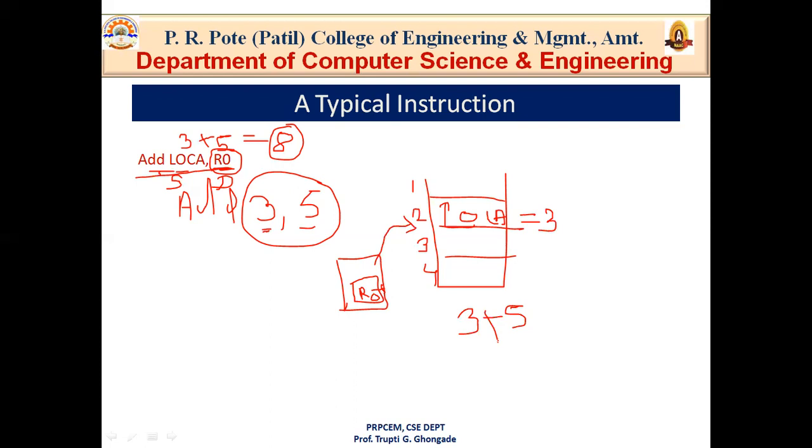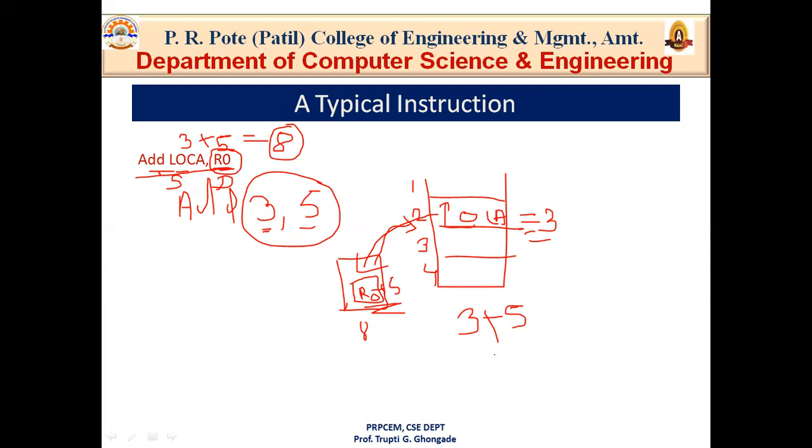So first the instruction is fetched from the memory into the processor. Then the next operand at location A is fetched, that is 3, and added to the contents of R0. And finally, the resulting sum is stored in R0. That means initially the value of R0 is 5, but now the value of R0 is 8. So this instruction combines a memory access operation with an ALU operation. That means we are reading data from memory, and also we are performing an arithmetic operation, that means addition.